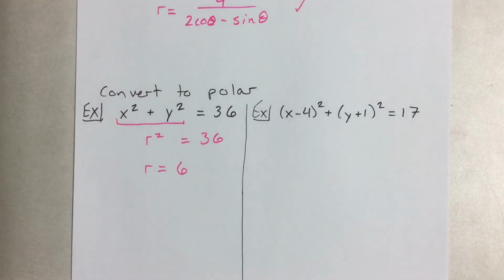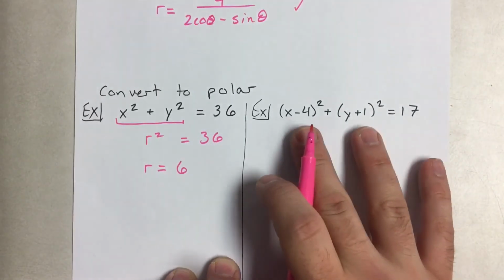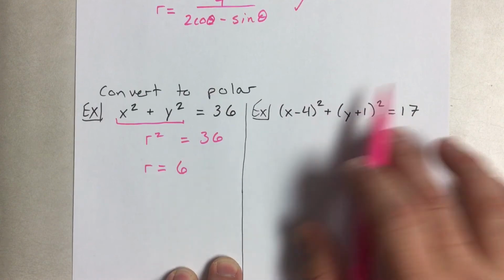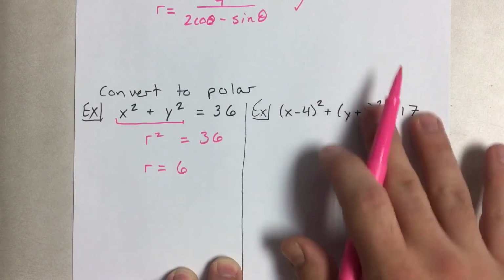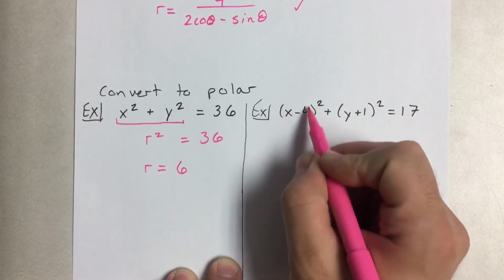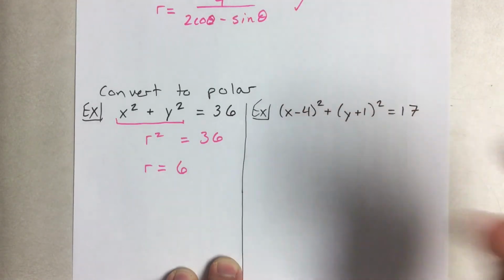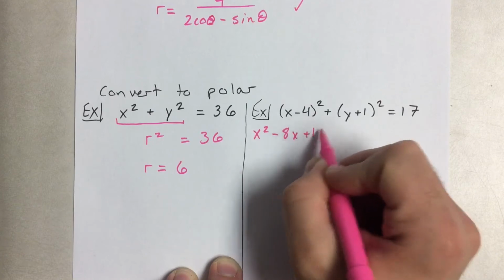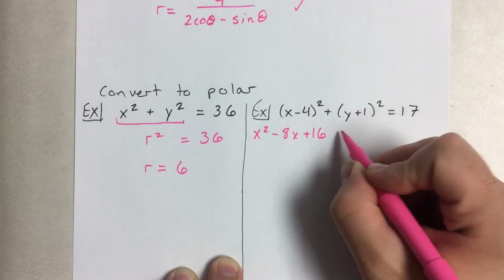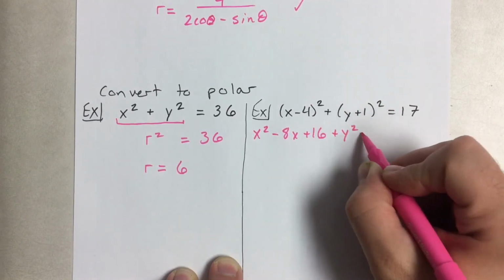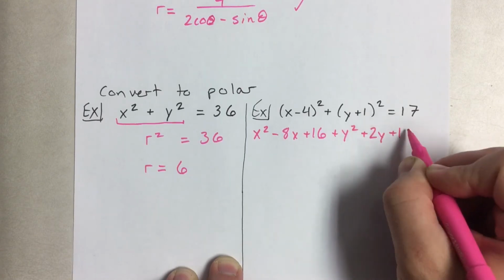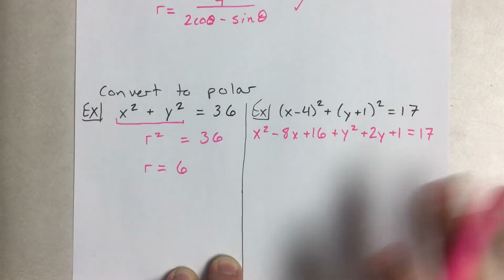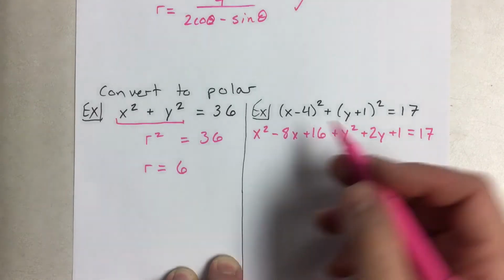Last problem, guys, let's do this. So we have a circle, but it's not as straightforward. So we're gonna factor both of these out. Actually, we're gonna multiply both of these out. So x minus 4 squared, that's x minus 4 times x minus 4. So x squared minus 8x plus 16. Okay, y plus 1 times y plus 1. Y squared plus 2y plus 1. All that equals 17. All right, so I'm going to rearrange some things.